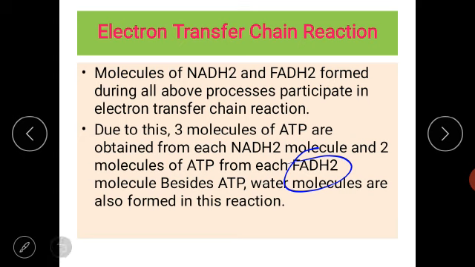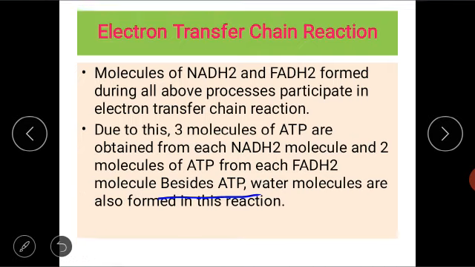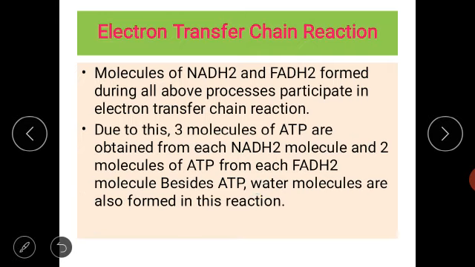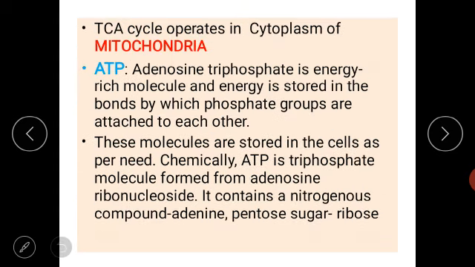So in this way the energy is generated, and besides ATP, what else is produced in the process? Water molecules are formed in this reaction. So along with ATP, water is also produced and CO2 is released, and energy is generated. This electron transport chain takes place in the mitochondria.